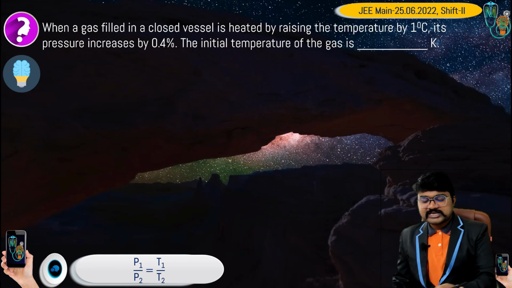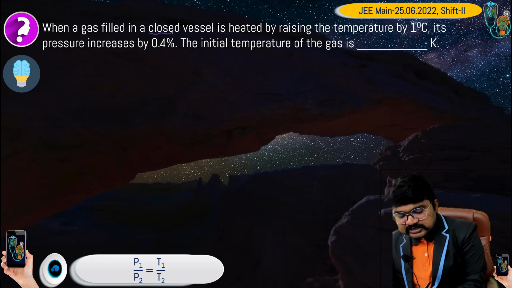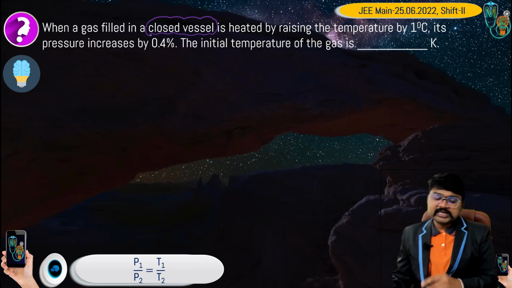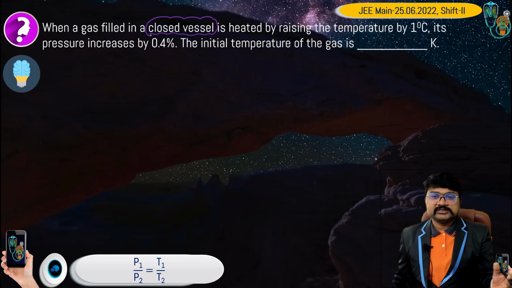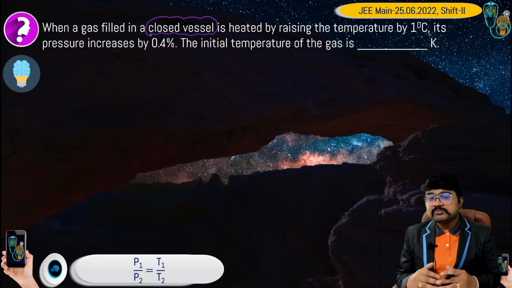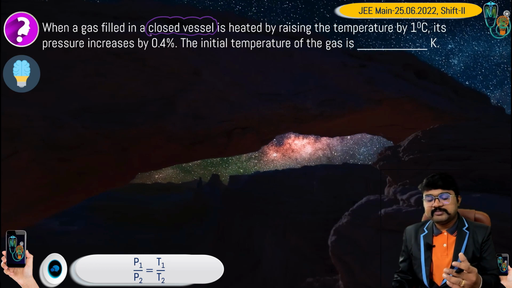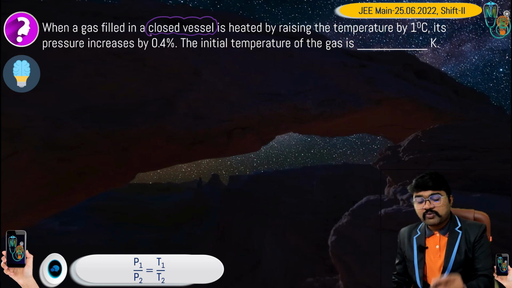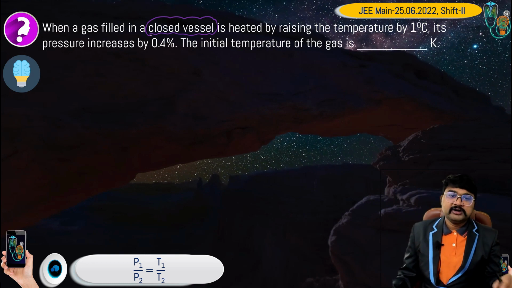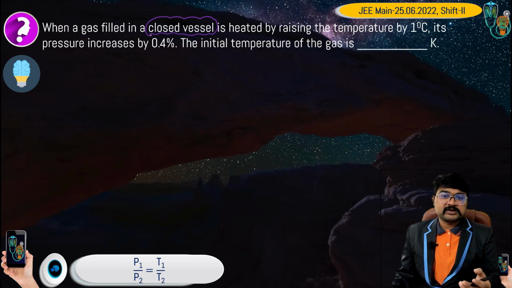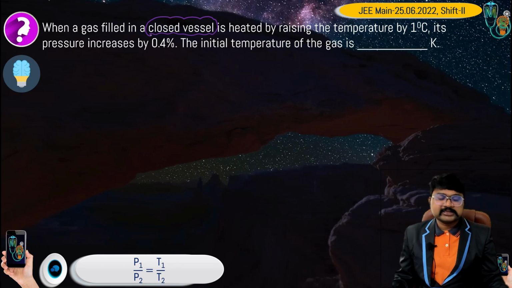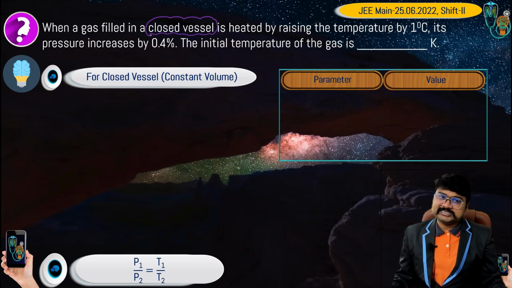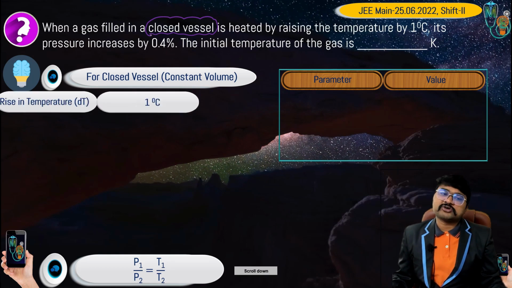Here, coming to this gas filled in the closed vessel. Understand this closed vessel concept. In case of a closed vessel, the vessel is closed and the volume is not changing. That vessel means you need to assume it as rigid. So here volume is constant, temperature and pressure both are varying. We need to assume that it is rigid. That is why volume is constant.